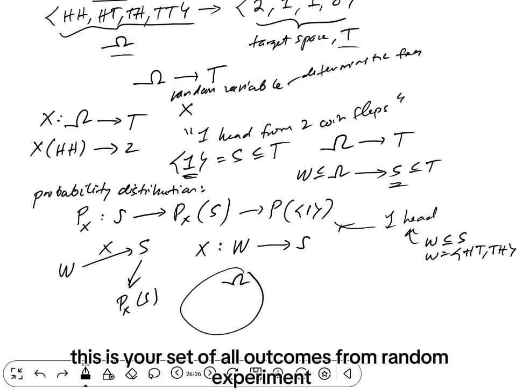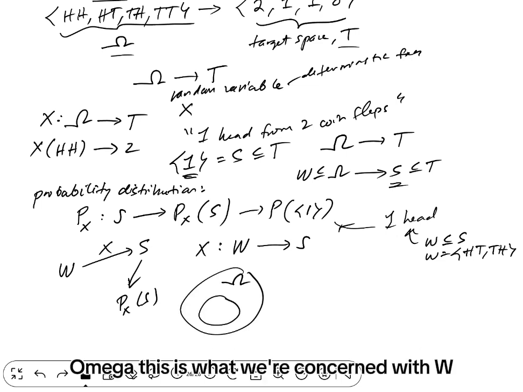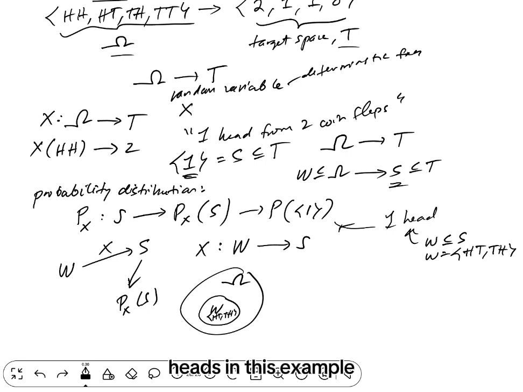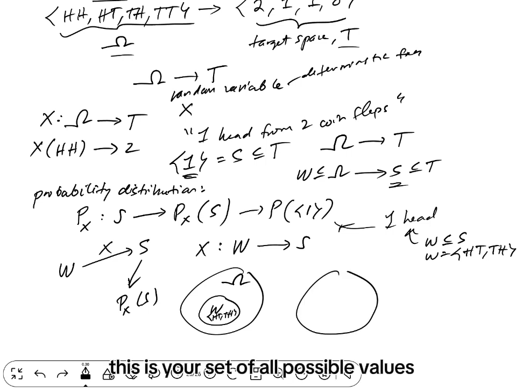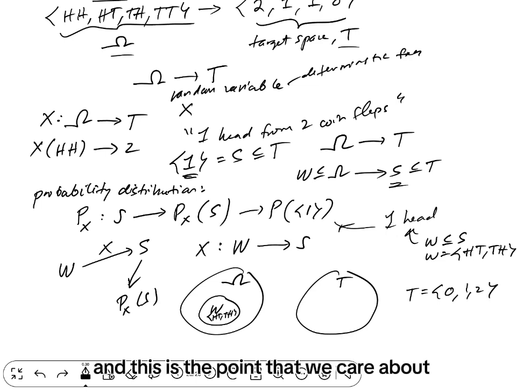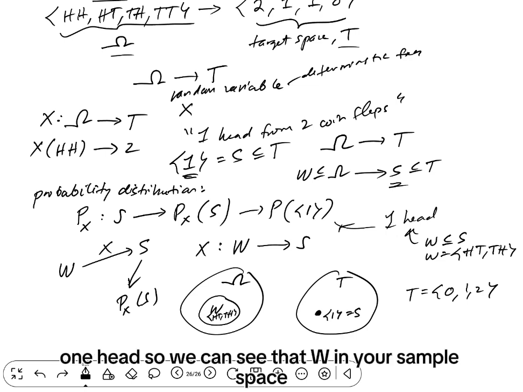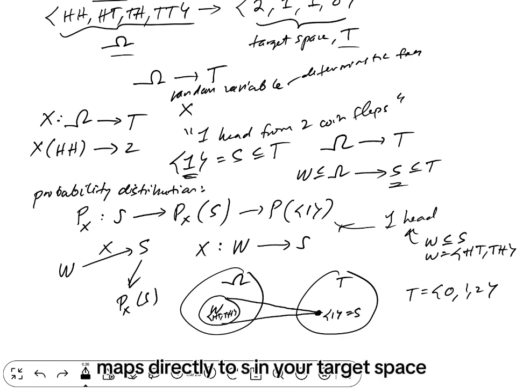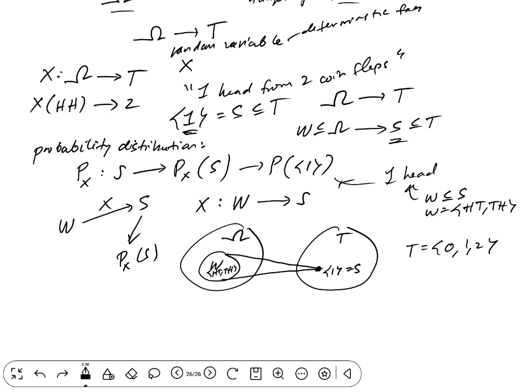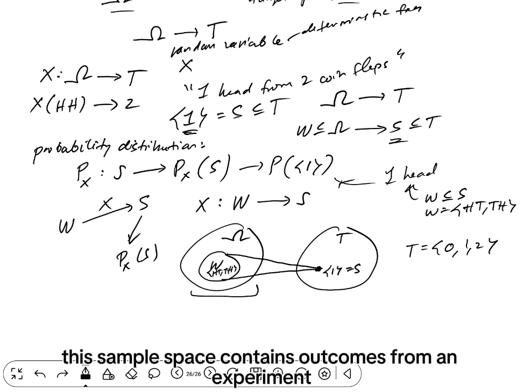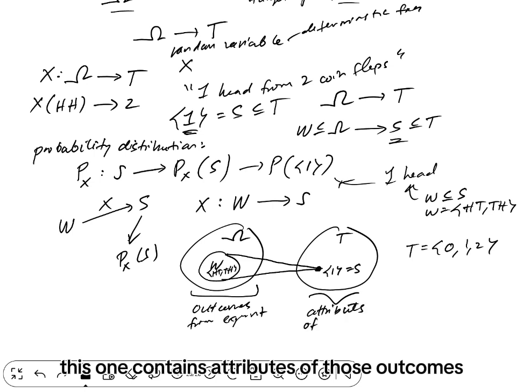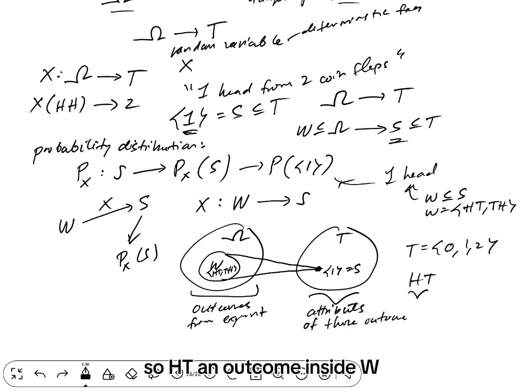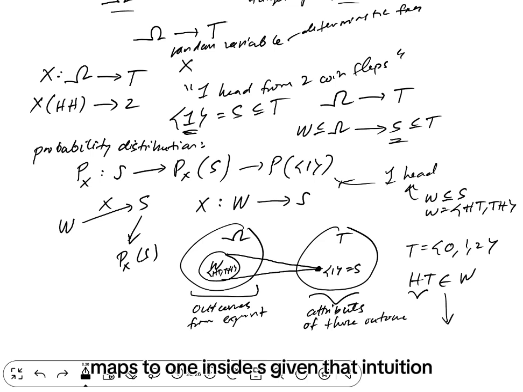So we can visualize that this is your set of all outcomes from your random experiment, omega. This is what we're concerned with, W, which is heads-tails and tails-heads in this example. This is your set of all possible values. That would be your target space. So your target space will have either 0 heads, 1 head, or 2 heads. And this is the point that we care about. So this is your S. It's equal to {1} because we care about the probability of getting 1 head. So we can see that W in your sample space maps directly to S in your target space. Again, this sample space contains outcomes from an experiment. This one contains attributes of those outcomes. So HT, an outcome inside W, maps to 1 inside S.